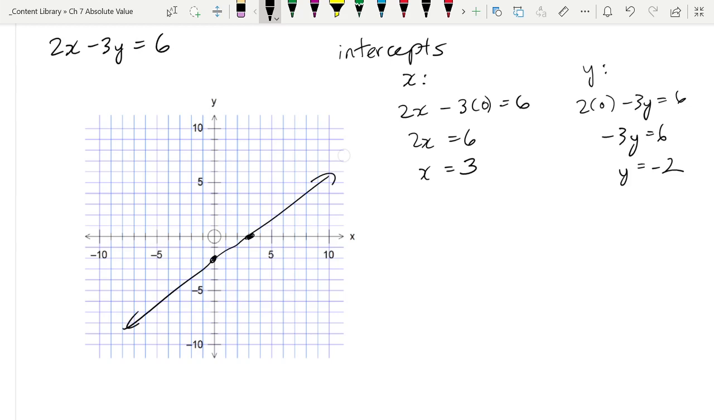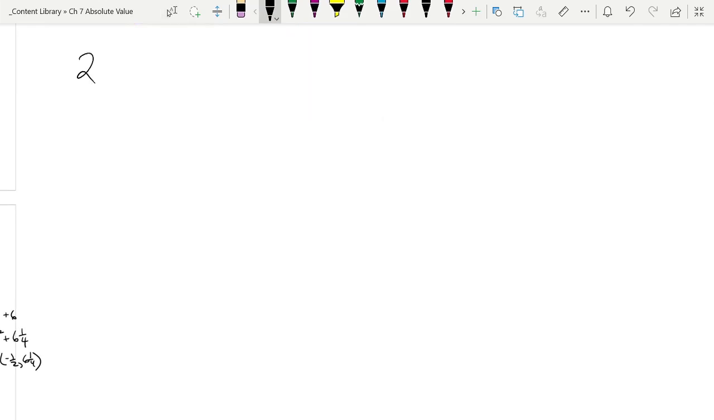Now, why did I like that strategy for this question? Well, I noticed right away 2 and 3 are both factors of 6. So I knew I'd get nice, easy to graph whole numbers if I looked for my intercepts. What if this had been 2x minus 3y is equal to 7? I really don't want to graph 7 halves or 7 thirds. So I'd use a different strategy.